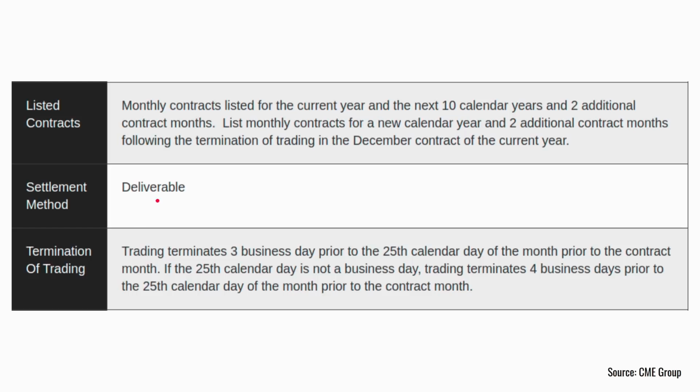A critical aspect of this contract is that it's physically deliverable. That means that if you're holding a long contract, in other words you've bought oil, and we reach the expiry of the contract, then you have to receive delivery of that oil. And because each futures contract comes with an expiry date, trading has to stop on a particular day, which is 3 days prior to the 25th calendar day of the month which is prior to the contract month.